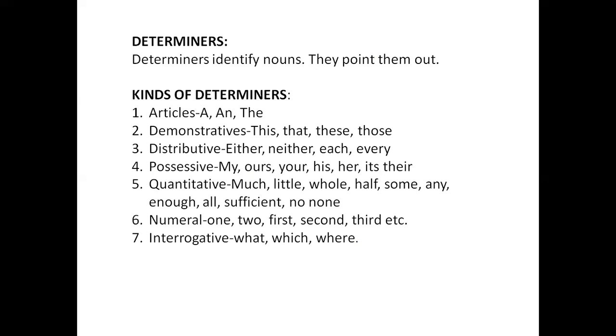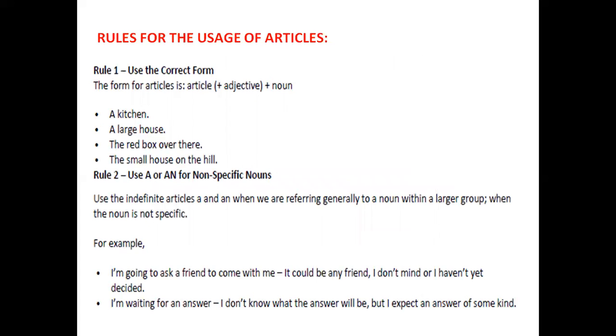Next, we are going to see the rules for the usage of articles. So rule one, what is rule one? Use the correct form. The form for articles is article plus adjective plus noun. So what is an adjective? An adjective is nothing but a word that describes the noun. For example, a kitchen, a large house, the red box over there, the small house on the hill. So the first rule is we should use article plus adjective plus noun.